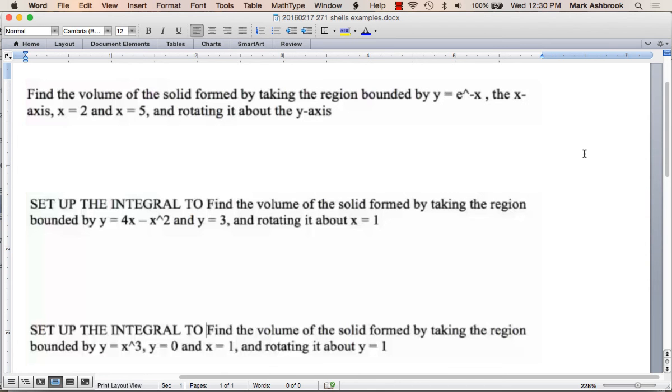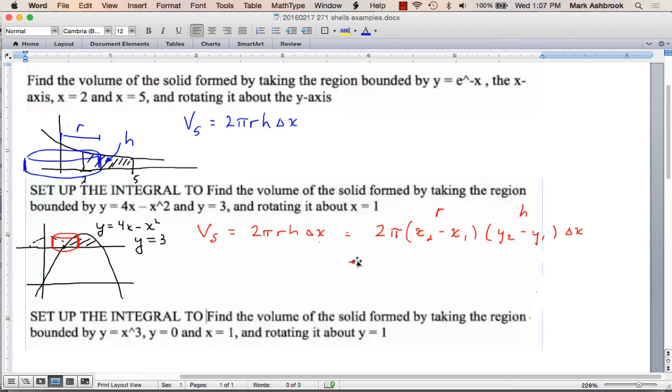See how much of these you can sketch, the regions, without your calculator. It's good practice. Most of this you should be able to sketch without your calculator. But if you can't, then use your calculator so we can get to the heart of it, which is setting up the integrals.